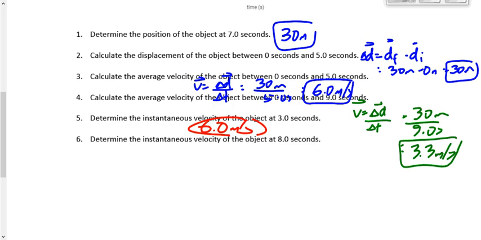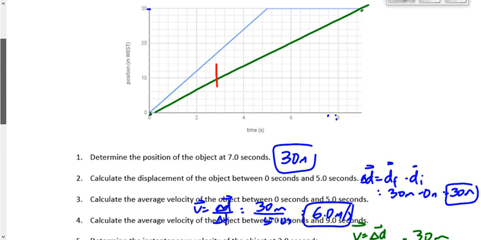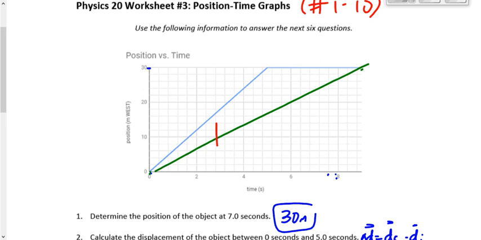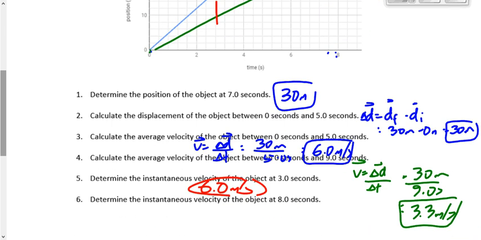And the instantaneous velocity at 8 seconds, don't make this one harder than it has to be. At this point right here, at 8 seconds, what's the shape of that graph? It's a flat line. Ken, was that you that said that? Yeah? It's a flat line. What does that mean, a flat line like that? It's not moving, right? So what's the instantaneous velocity? 0 meters per second, right? Good? All right. Let's continue on 6 to 10, okay?